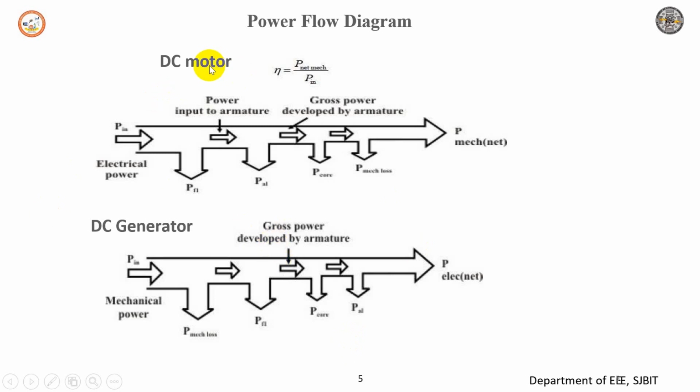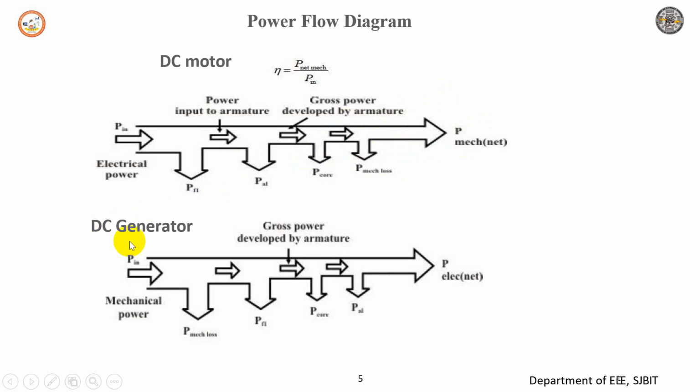Now coming to the power flow diagram, as a DC motor and as a DC generator. For a DC motor, efficiency is P output by P input. The output is mechanical and the input is electrical, so that defines the efficiency. But in between, the stages of power flow go like this. For a given input electrical power, we have a power input to the armature, Pa, and then we have power input to the field, and then the gross power developed by the armature is given to the core, and then we have losses, and then we have the mechanical output here.